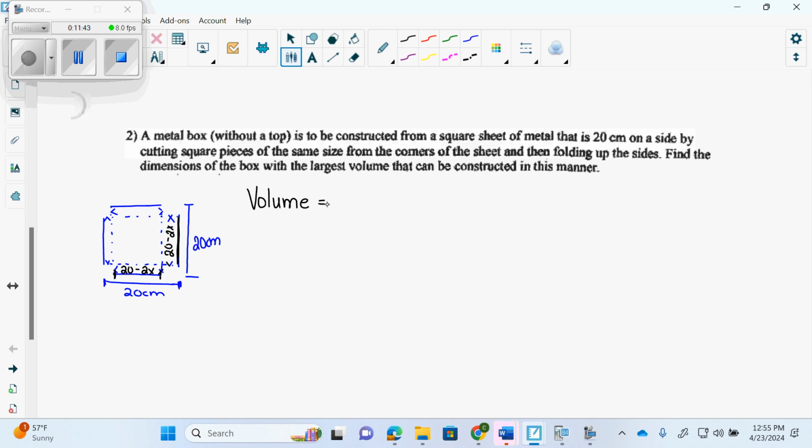So then, to get our volume, it is going to be length times width times height. The length is 20 minus 2x. Now, some people will say, okay, well, I'm going to go squared times x. It's not incorrect, right? The length and the width are the same. So we set up a volume equation.